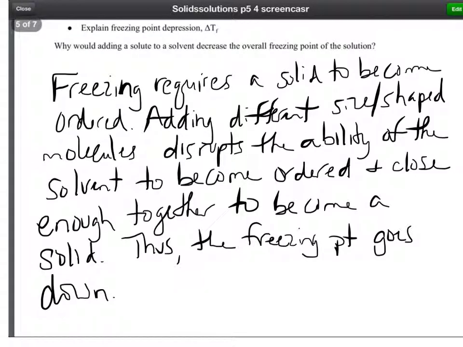So again, I'll just read through this one more time for you. Freezing requires a solid to become ordered. Adding different size or shaped molecules disrupts the ability of the solvent to become ordered and close enough together to become a solid. Thus, the freezing point goes down.